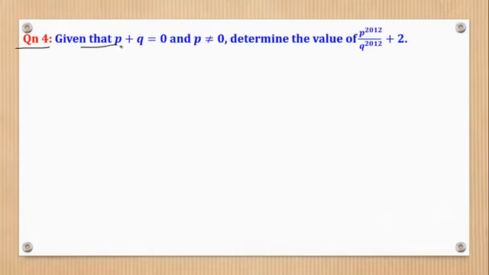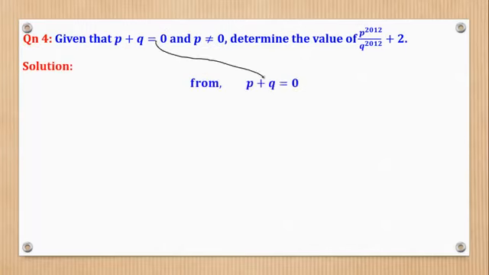Question 4. Given that p plus q is equal to 0 and p is not equal to 0, determine the value of this. So let's start with this one. From this, it means that p is equal to negative q. But here we have a fraction of p over q. So what if I divide both sides by q? I'll get p over q being equal to negative 1.